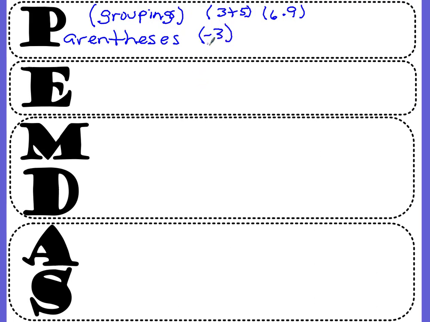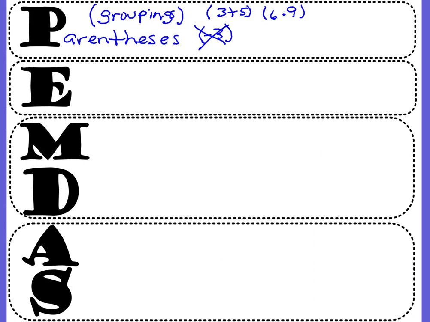Negative 3. Are you grouping this negative 3 with any other number? No, you're not. This is the type of parentheses that's saying, hey, look at me, I'm negative. We talked about that when we were doing our integer unit. So this is not a true parentheses or grouping symbol.